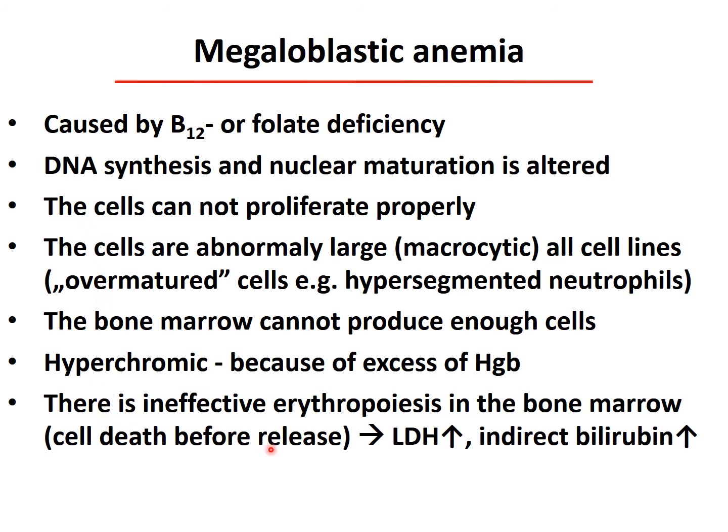Because a lot of cells are going to die during maturation, the ineffective erythropoiesis is going to increase. This is why the LDH activity is higher in this patient, plus the indirect bilirubin level is higher in this patient.